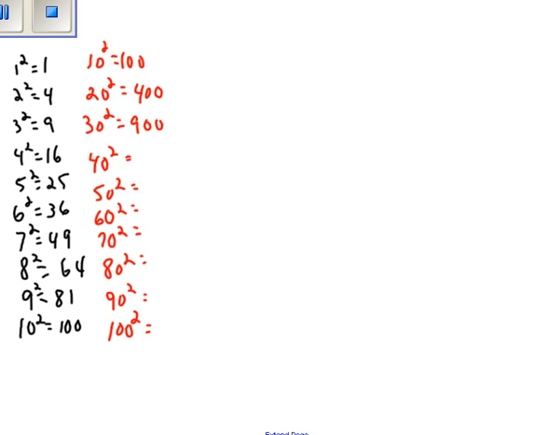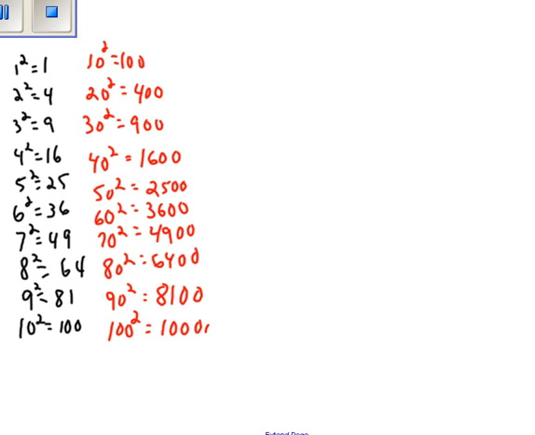So 40 squared, 4 times 4 is 16, so that will be 1600. 50 squared, 5 times 5 is 25, so that will be 2500. 6 times 6, 36, 3600. 4900. 6400. 9 times 9 is 81, so 90 squared would be 8100. And finally, 100 squared would be 10,000.